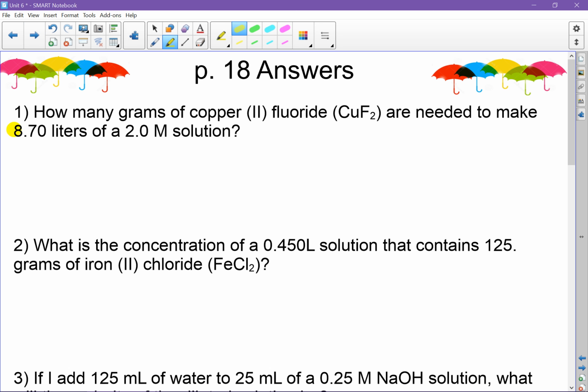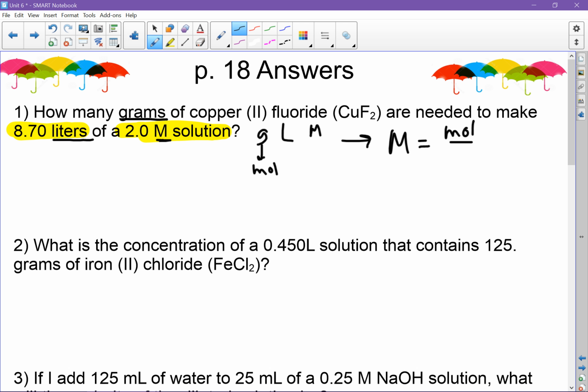First thing you want to do is highlight some of the numbers that you see. And then you have to decide which formula you want. So if I make a list, this question has grams, and I see liters, and I see a molarity. So that's not exactly the same, but remembering that we can turn grams into moles, that means that the formula that we're going to use is the one that's M equals moles over liters.